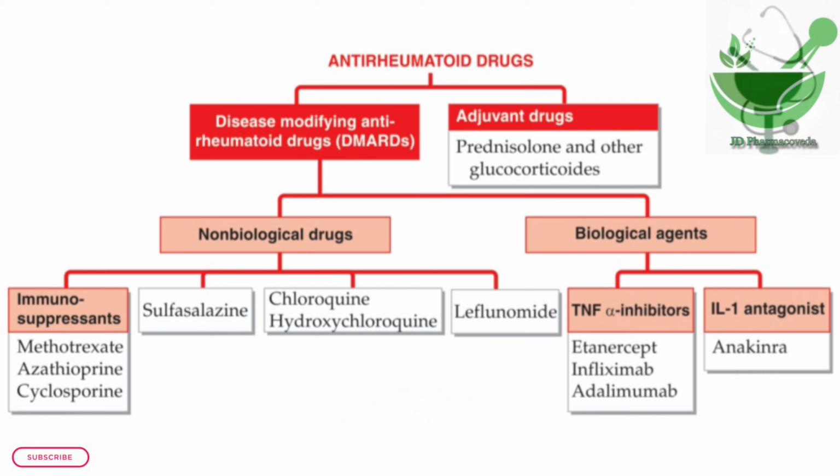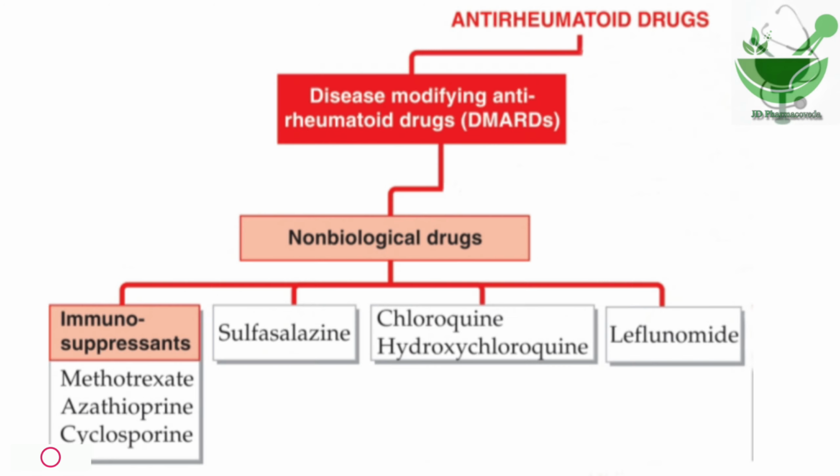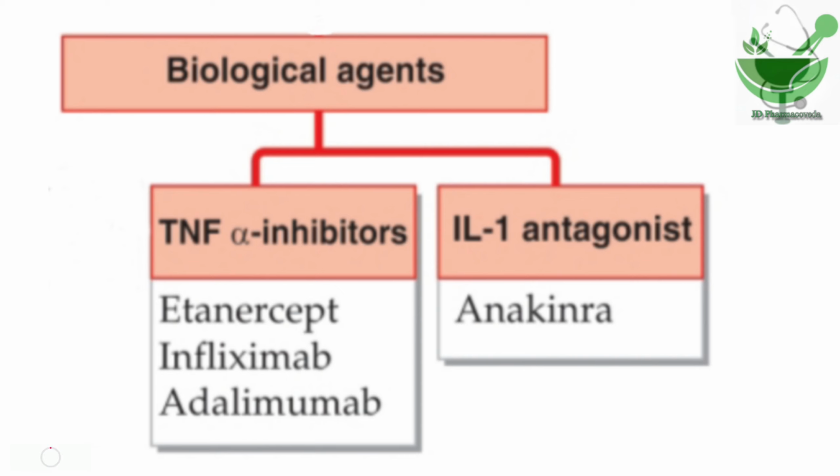There are two classifications: non-biological drugs and biological agents. The non-biological drugs, the important drugs are immunosuppressants: methotrexate, azathioprine, cyclosporine. Next drugs are sulfasalazine, chloroquine, hydroxychloroquine, leflunomide. Then the biological agents like TNF-alpha inhibitors, the drugs are etanercept, infliximab. The next drug is adalimumab.